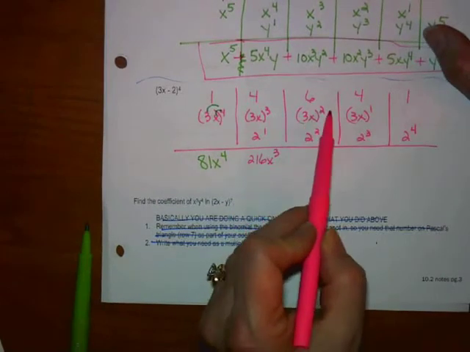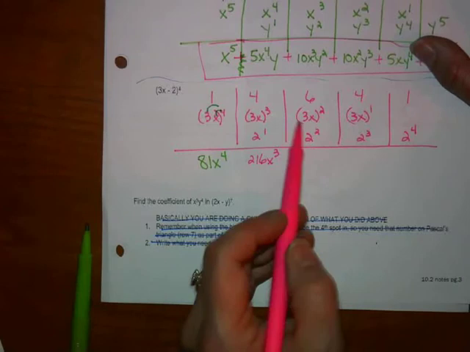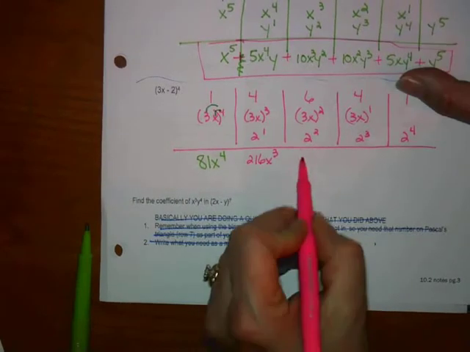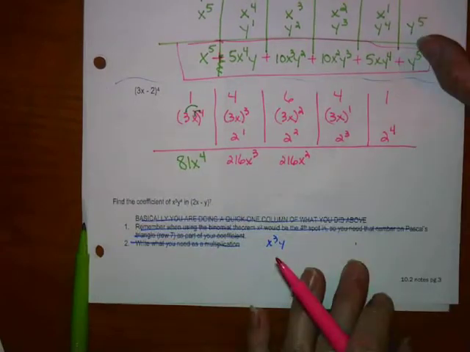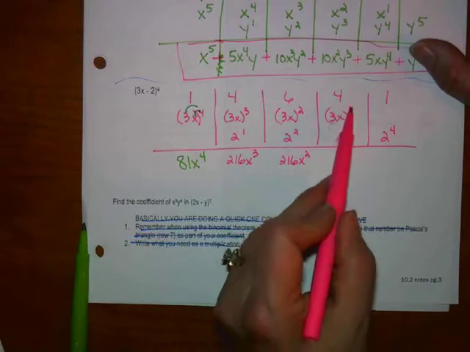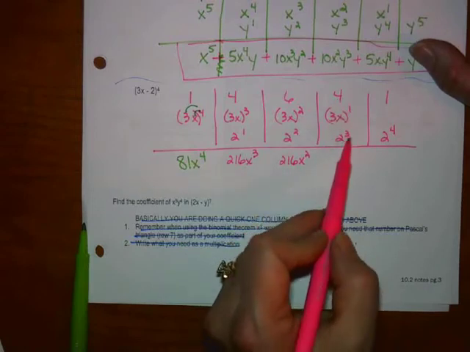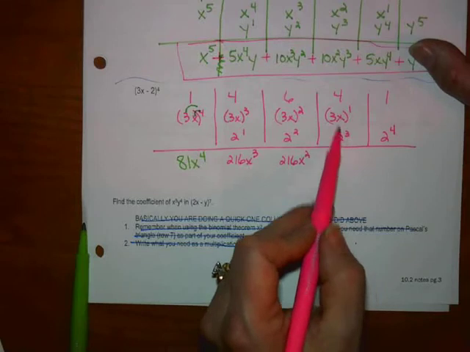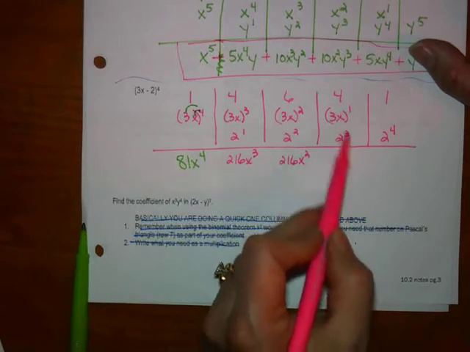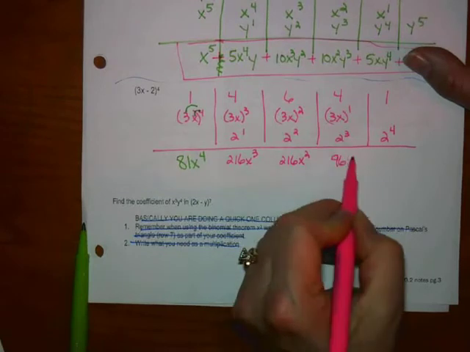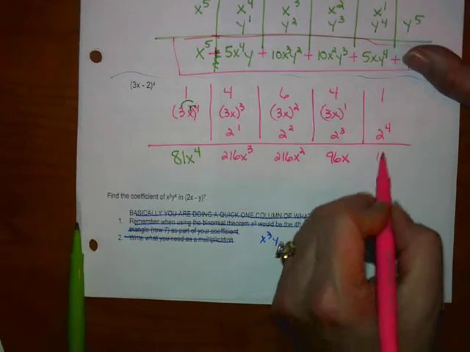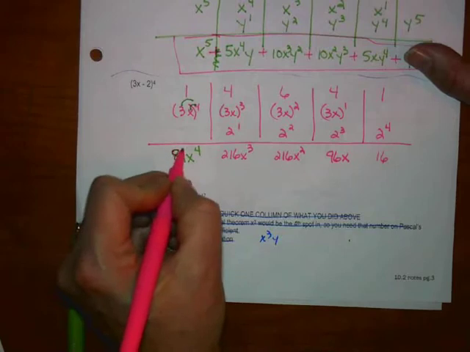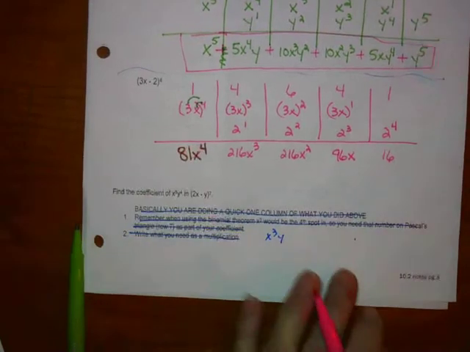Here, I have 6 times 3 squared, which is 9, that's 54, times 4. That's also 216, and I have x squared for that term. Here I have 4 times 3 to the 1, which is just 12, times 2 cubed, which is 8, so I have 12 times 8, which is 96, x to the 1, which is just x. And then here I have 2 to the 4th, which is 16. Just to be less confusing, I'm going to make this also pink. Okay? So now we have all of our terms.